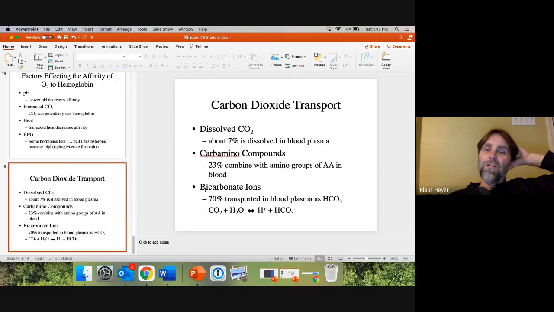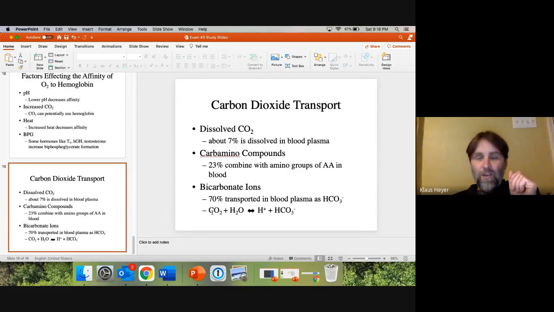What I want you to know here is that you just need to know the last one. Most carbon dioxide, so I might just ask you, how is carbon dioxide transported? Most of it forms bicarbonate ions. I don't need you to know the formula, I was just trying to show you that here's carbon dioxide, it's attaching to water, and when it does that, it forms carbonic acid, right? And then I've got it balanced over here.